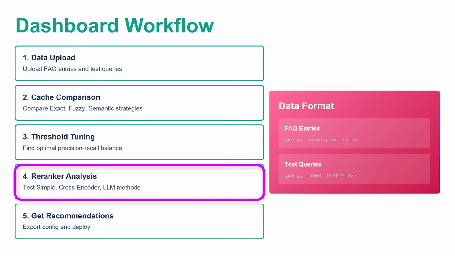Step 4, add re-ranking and compare the different methods. See exactly how much each re-ranker improves your accuracy and performance hit. And don't forget to tune the LLM system prompt if you're using an LLM reranker.